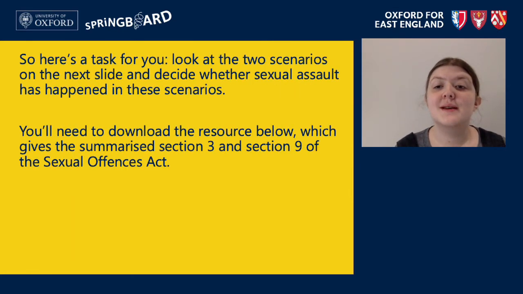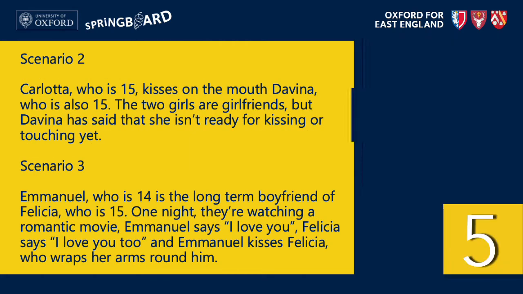Here's your task. Look at the 2 scenarios on the next slide and decide whether sexual assault or sexual activity with a child has occurred in either scenario. In order to decide whether either or both offences have happened in these 2 scenarios, you'll need to look again at Section 3 and Section 9 of the Sexual Offences Act. For ease, they are available as a download. Here are your two scenarios.